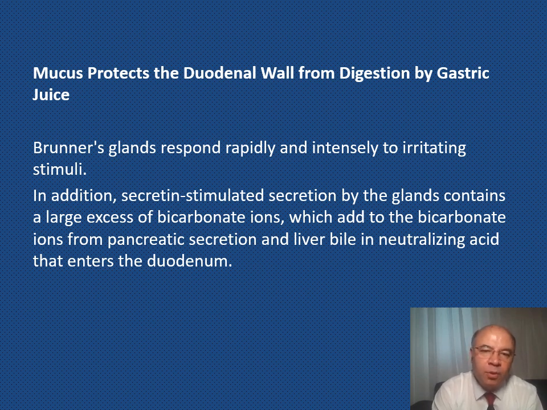Brunner's glands respond rapidly and intensely to irritating stimuli. In addition, secretin-stimulated secretion by the glands contains a large excess of bicarbonate ions, which add to the bicarbonate ions from the pancreatic secretion and liver bile in neutralizing acid that enters the duodenum.